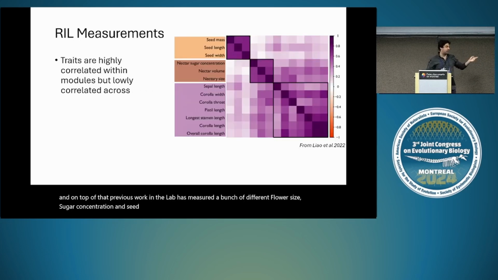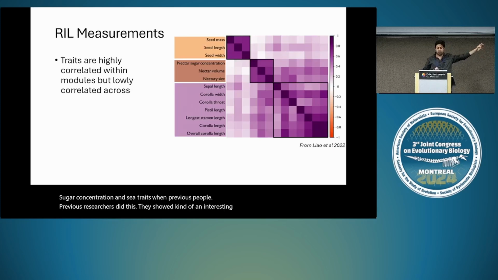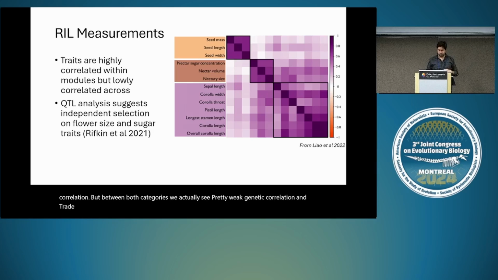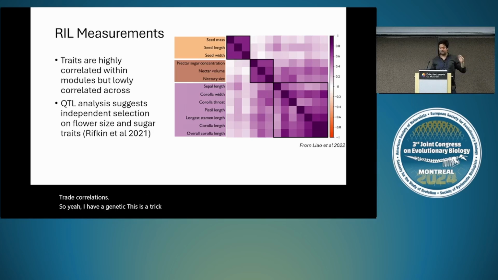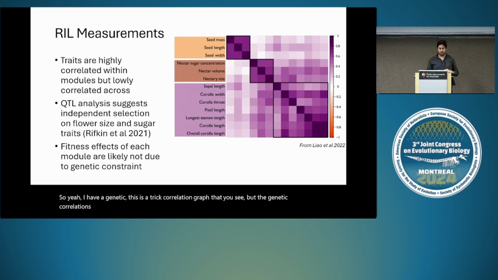And when previous researchers did this, they showed an interesting result: within these nectar traits, we see high levels of genetic correlation, and within size traits, we see high levels of genetic correlation, but between both categories, we actually see pretty weak genetic correlation and trait correlations. This is a trait correlation graph that you see, but the genetic correlations are very similar.